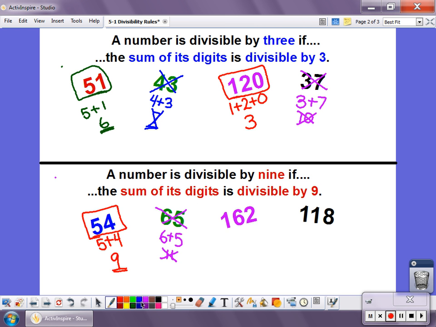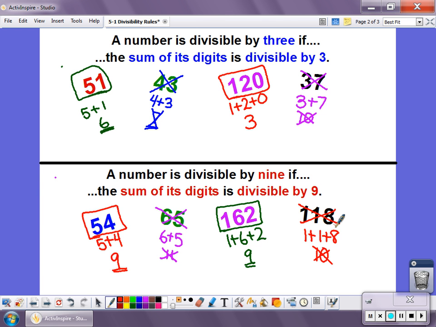Okay, let's try 162. So 1 plus 6 plus 2. 1 plus 6 is 7, plus 2 is 9. 9 is divisible by 9, so that is divisible by 9. And then finally 118, 1 plus 8 gives me 10. 10 is not divisible by 9, and neither is 118.